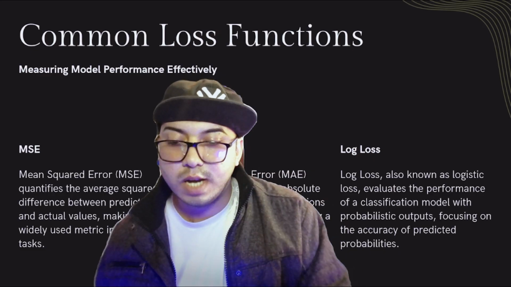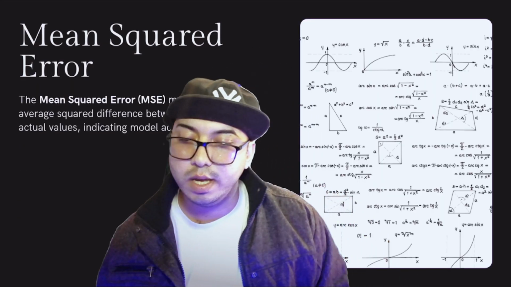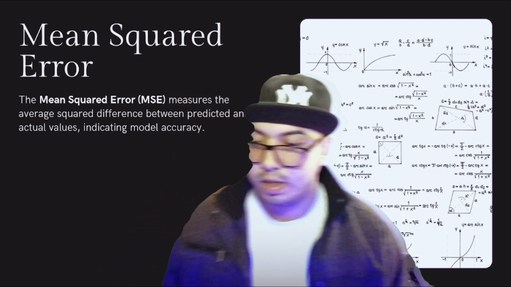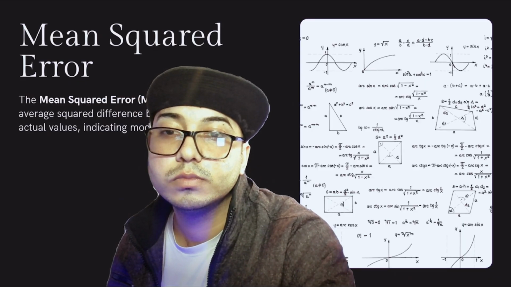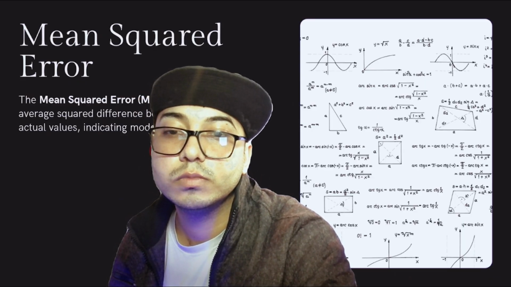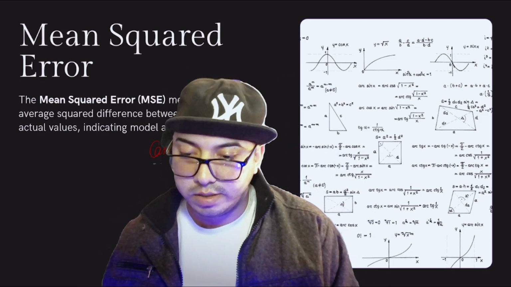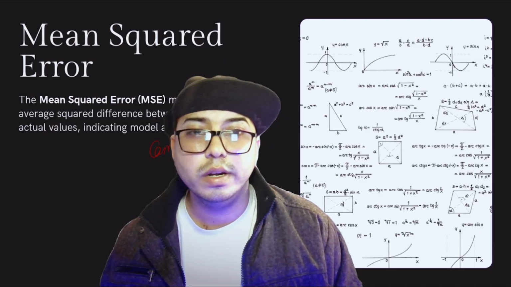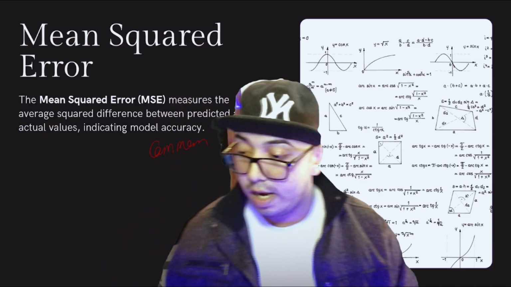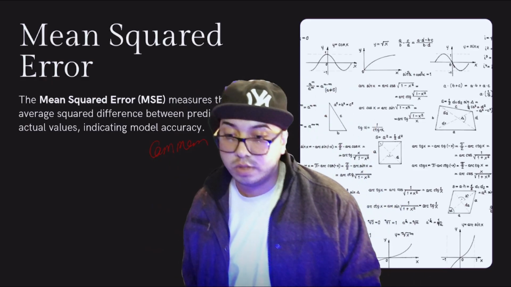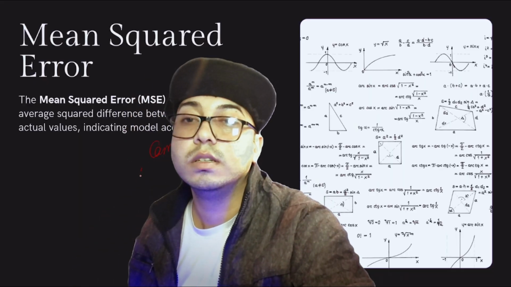So let's understand MSE, the mean squared error. Mean squared error is one of the most common loss functions. It squares the difference between actual and predicted values. The squaring is used to penalize large errors, and errors are always positive. So this helps the model focus on big mistakes.